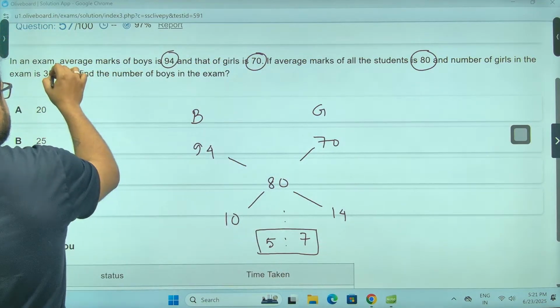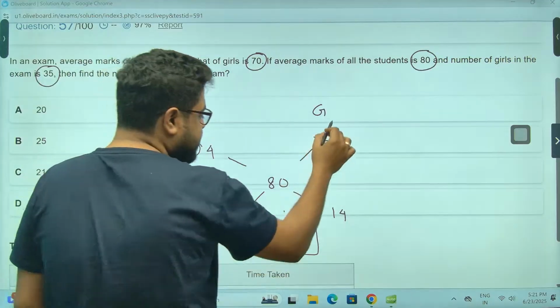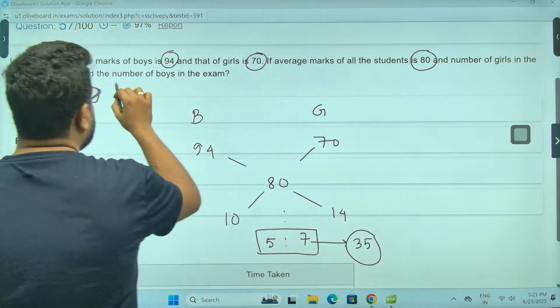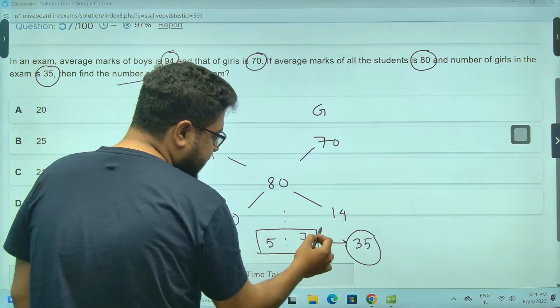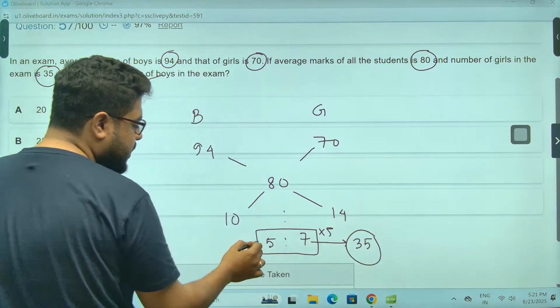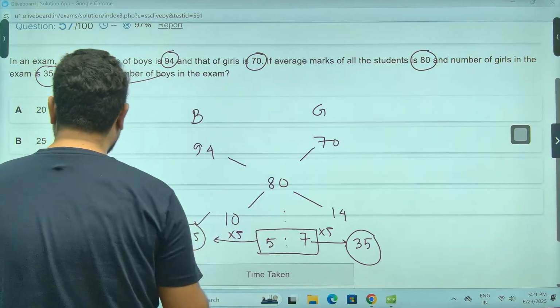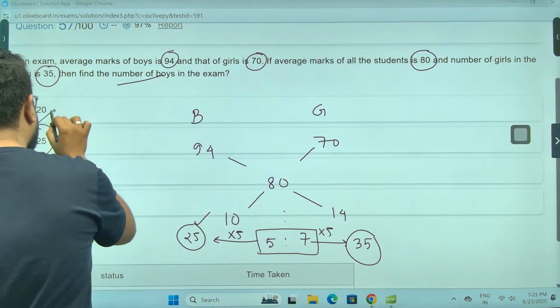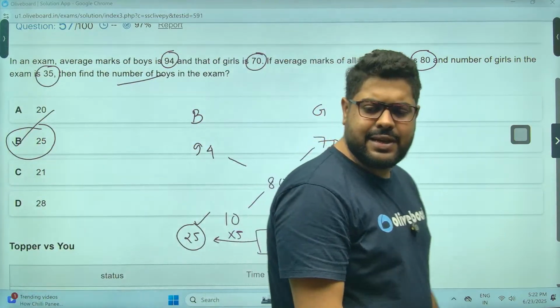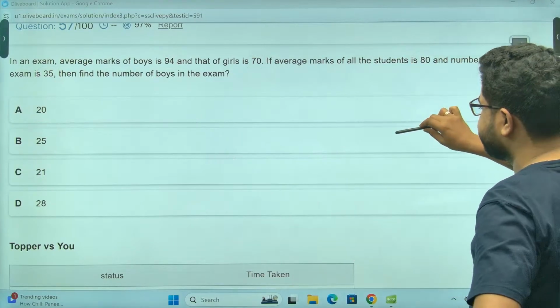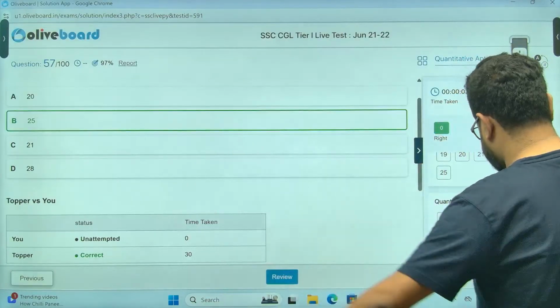Now something around this is given. Total number of girls is 35. Girls means the 7 parts, it is 35. They are asking total number of boys. Sir, this is into 5 times, 5 sevens at this. So you do the same thing into 5. That is, number of boys will be 25, sir. Option B, 25 is the answer. It's a very, very simple question, right? Now, this was an easy question.